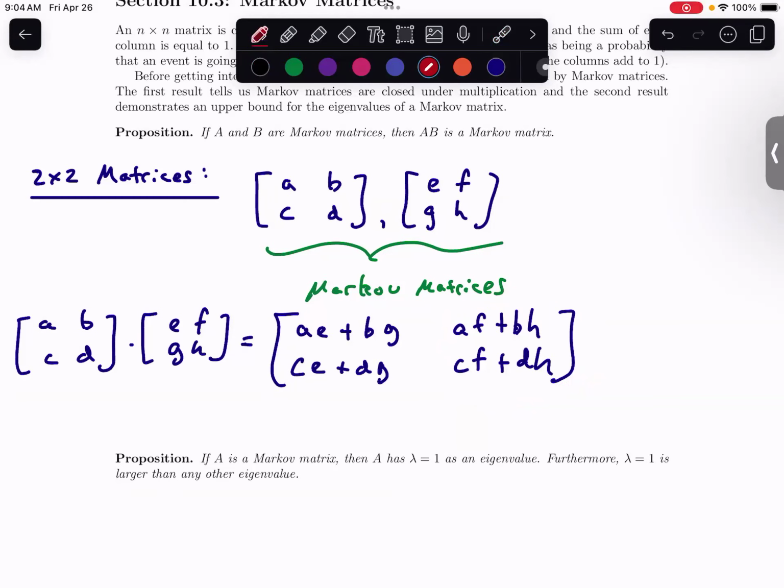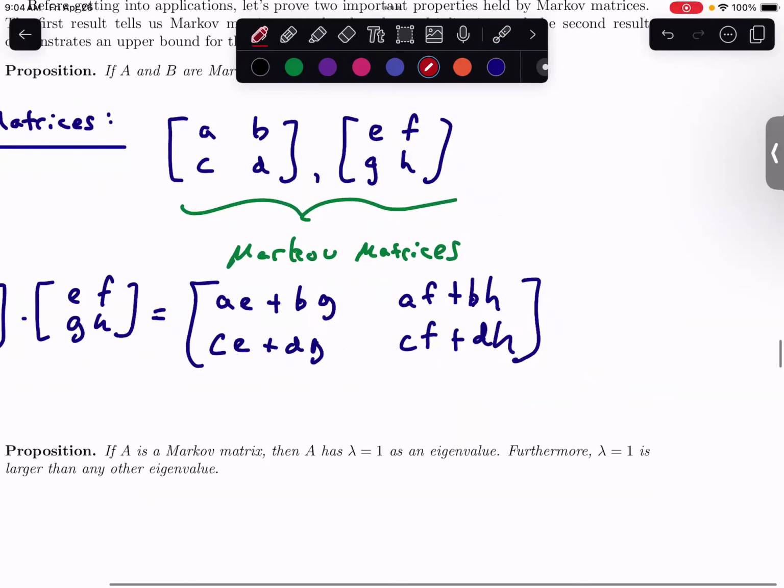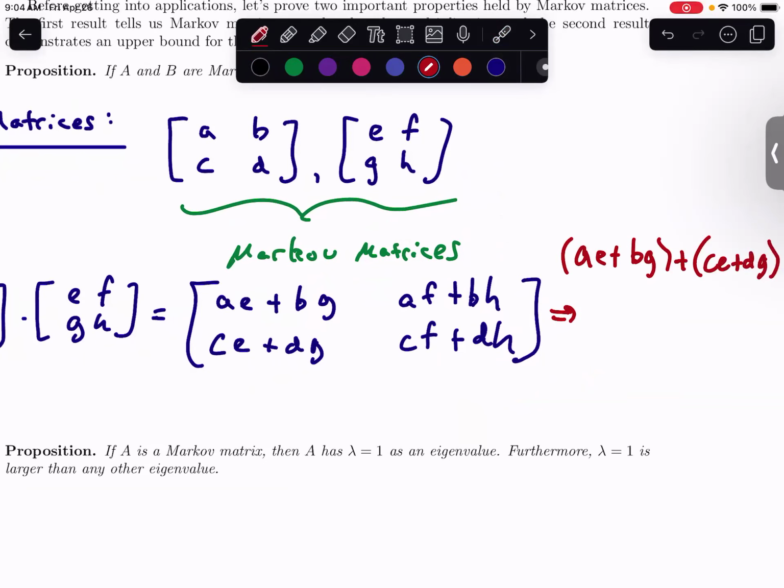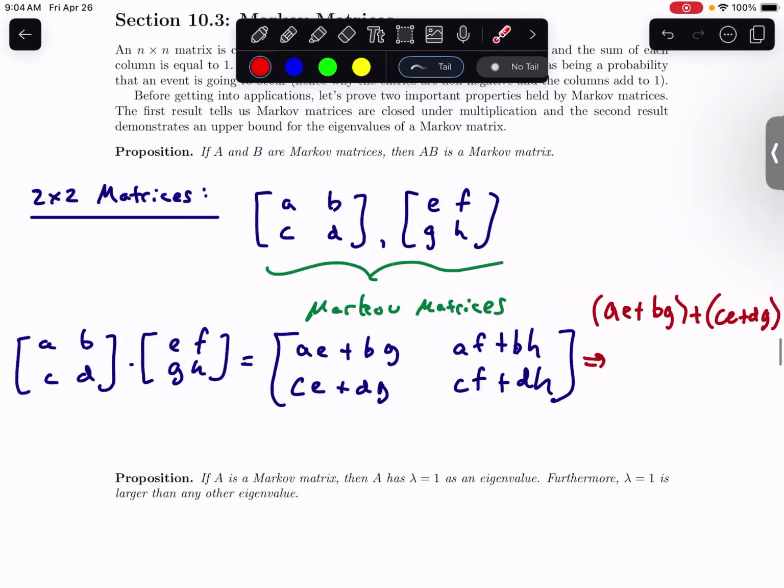If we just look at the first column, pretty much the same idea will hold for the second column as well. So we do AE plus BG, and then we add to that CE plus DG. Well, this is going to be equal to... So what do we already know? We know this is a Markov matrix. We know this is a Markov matrix.